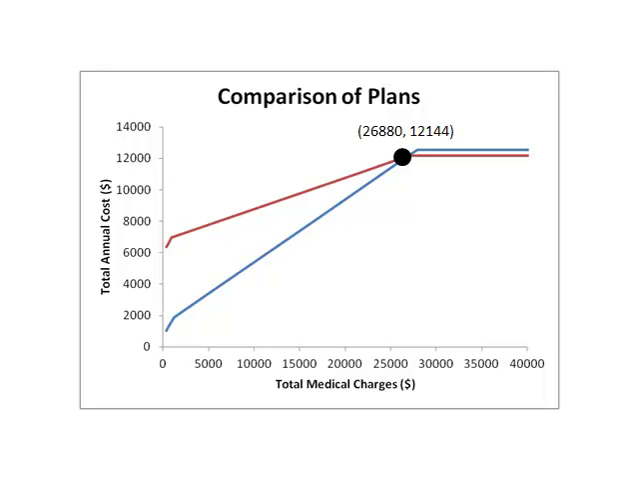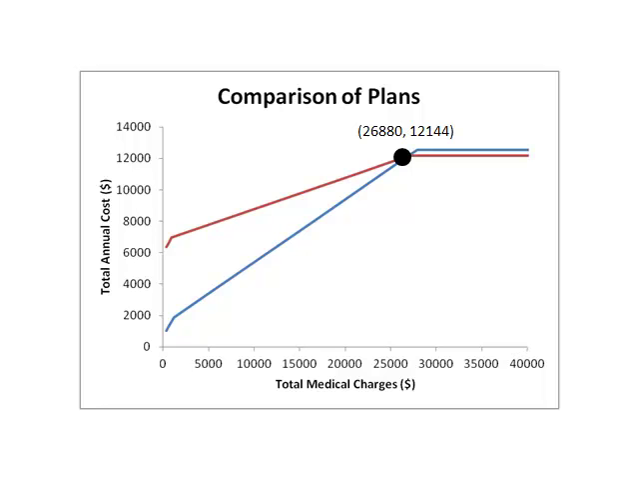If the amount of medical charges is less than $26,880, the Basic Plus plan will be the cheapest. If the amount of medical charges is greater than $26,880, then the Premier plan is cheapest. However, keep in mind that there's only a small difference between the plans once the amount of charges exceeds $26,880.